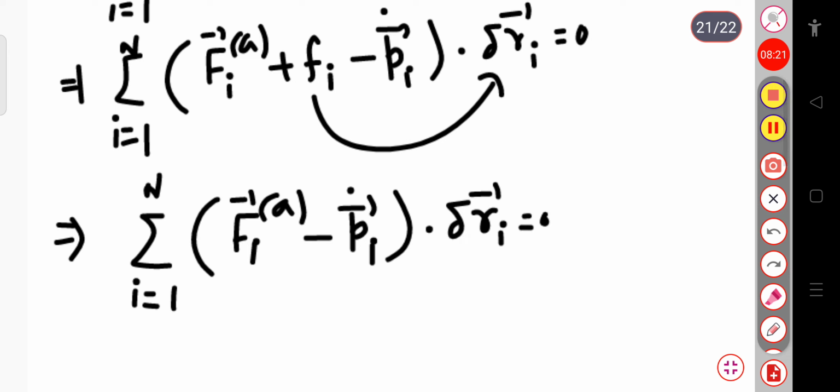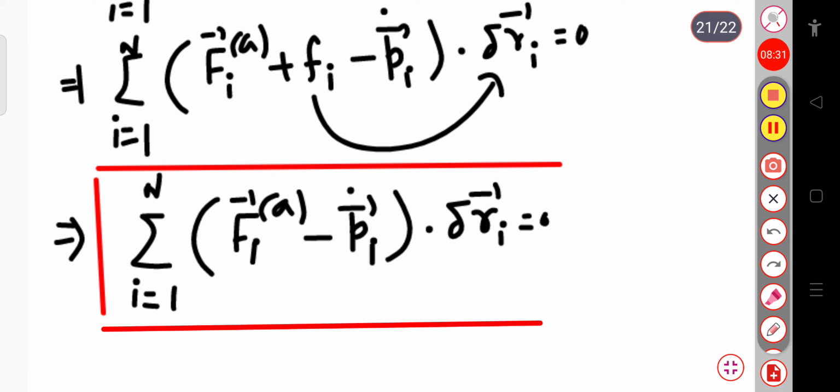This is called the D'Alembert's principle. This is the representation of the D'Alembert's principle. This is what is called D'Alembert's principle.